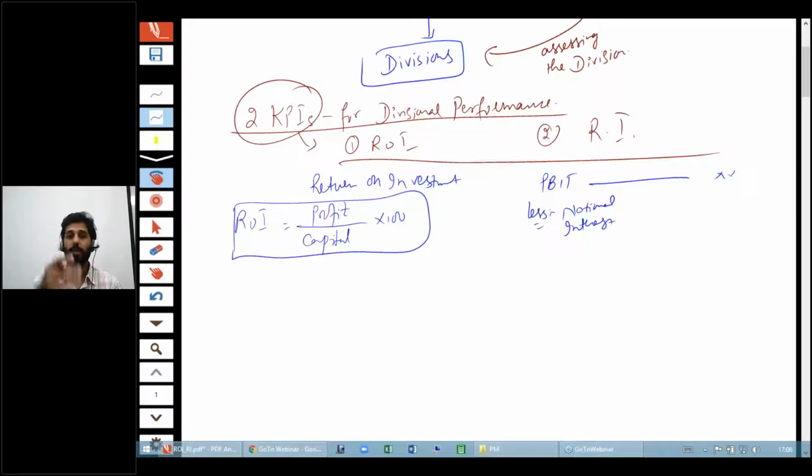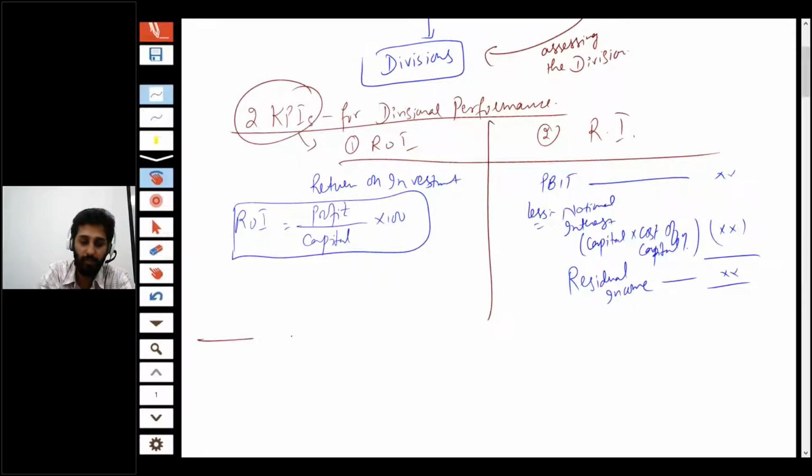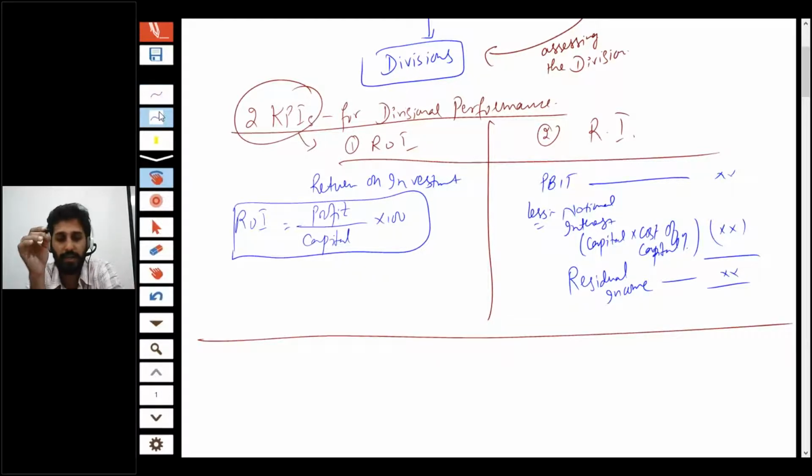Or it may be possible that I have arranged this capital from other sources, and I have to pay interest to them. So definitely there is a cost attached with the capital, which is known as the interest. So notional interest is the capital multiplied by the cost of capital percentage, and you need to deduct it, and the resulting figure is known as residual income. And what is residual income? Residual income is the profit before interest and tax less your notional interest on the capital.